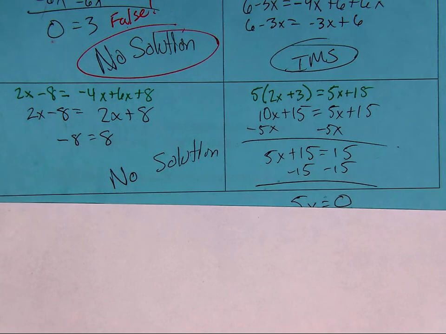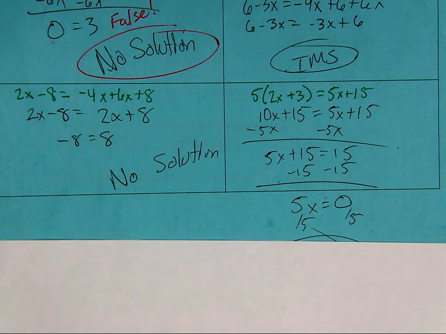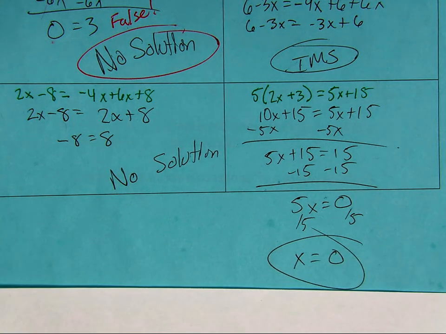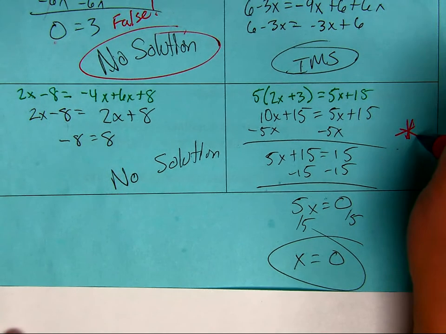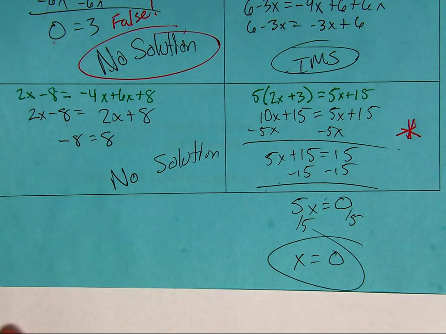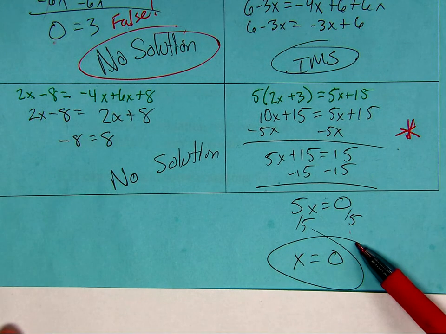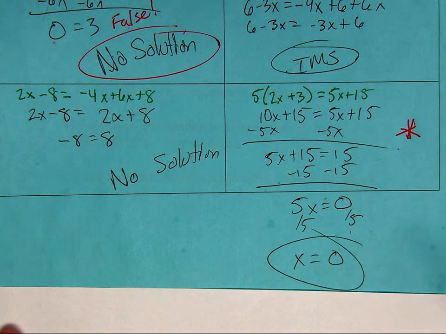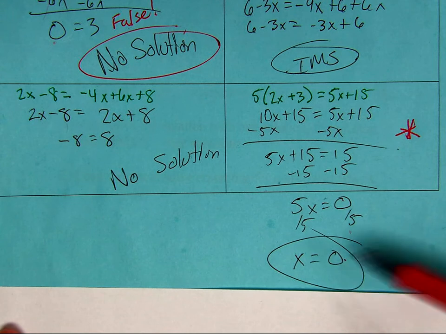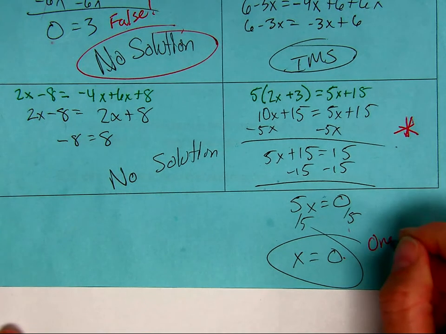And then last 2. So this is one a lot of students like to say no solution for. And it's because they're like, I can't divide 0. Yes, you can divide 0 by a number. You can't divide a number by 0. So 0 divided by 5 is 0. This is still a one solution problem.